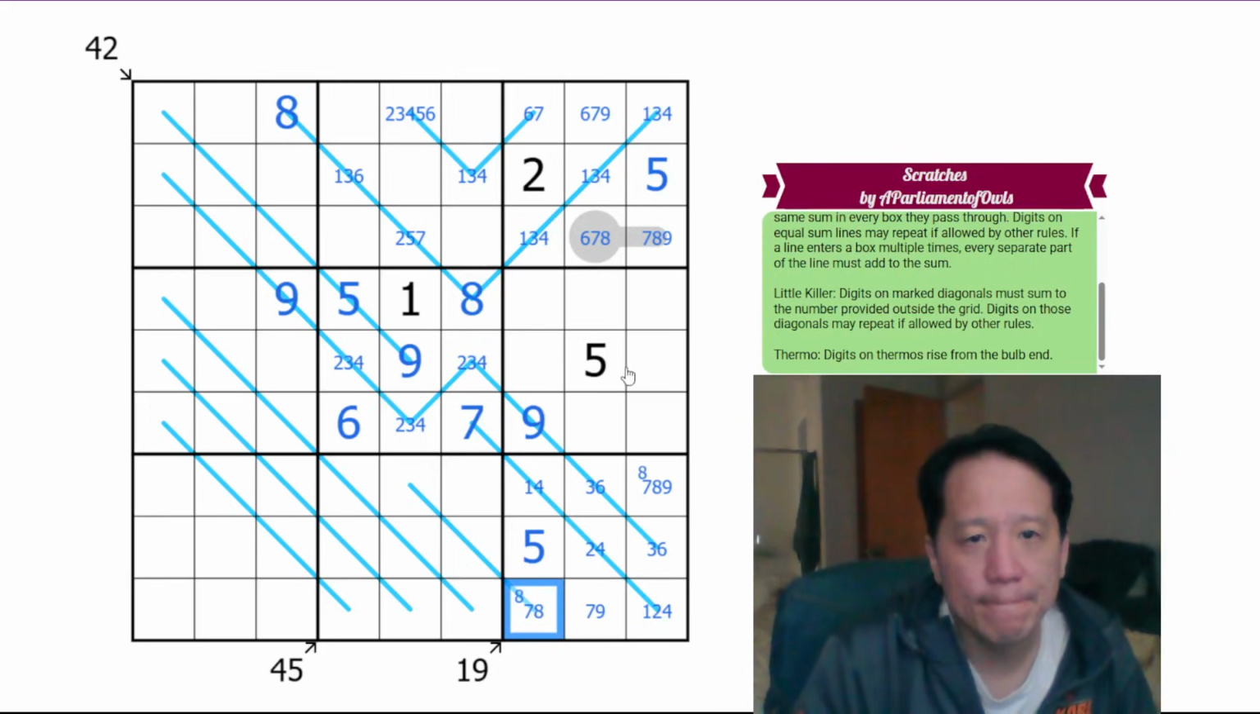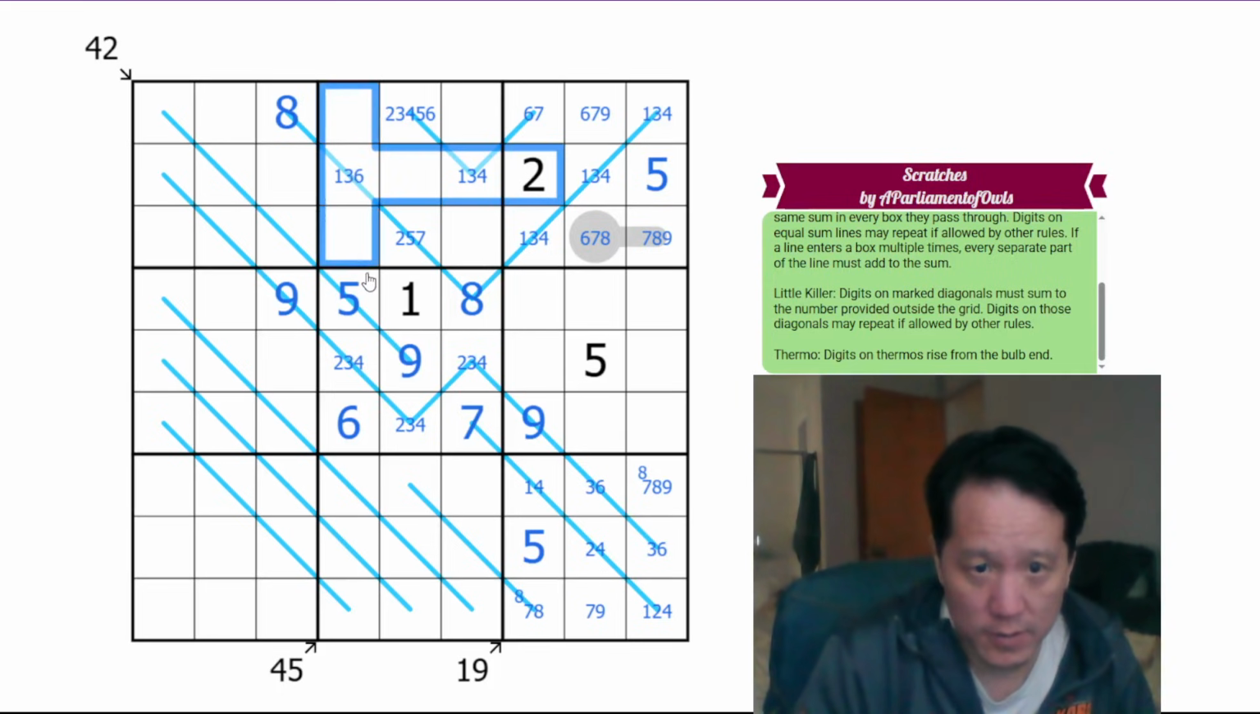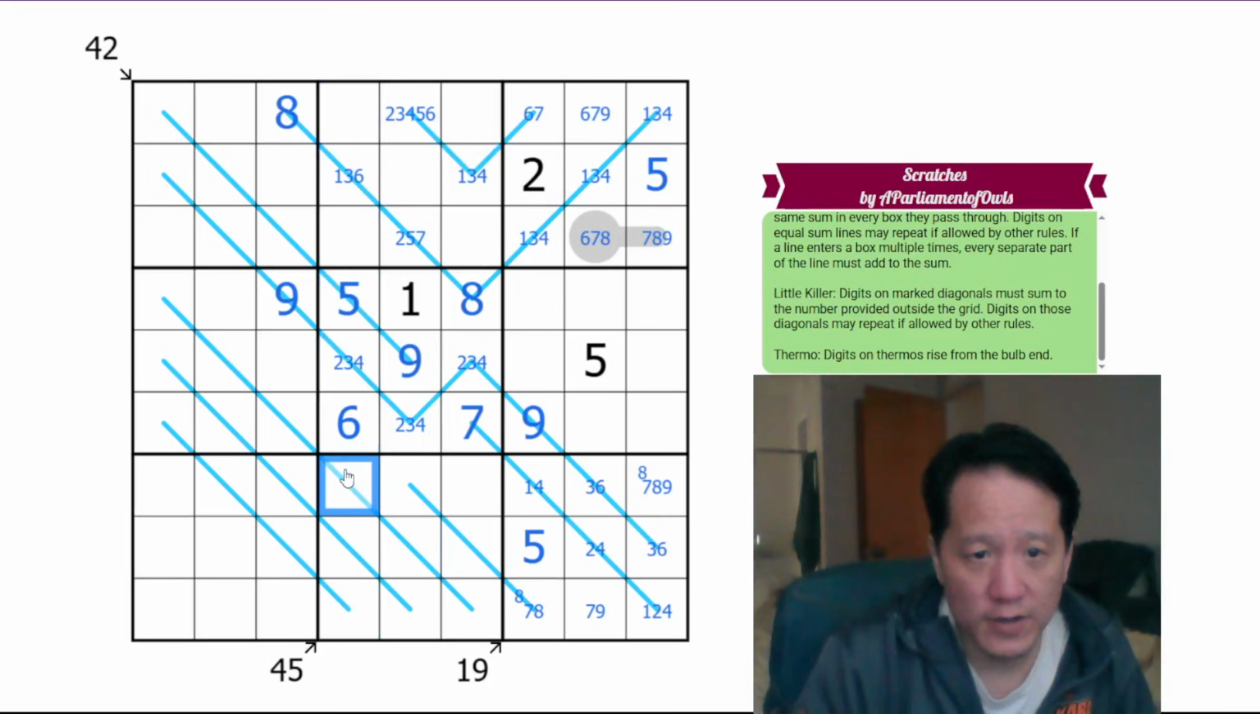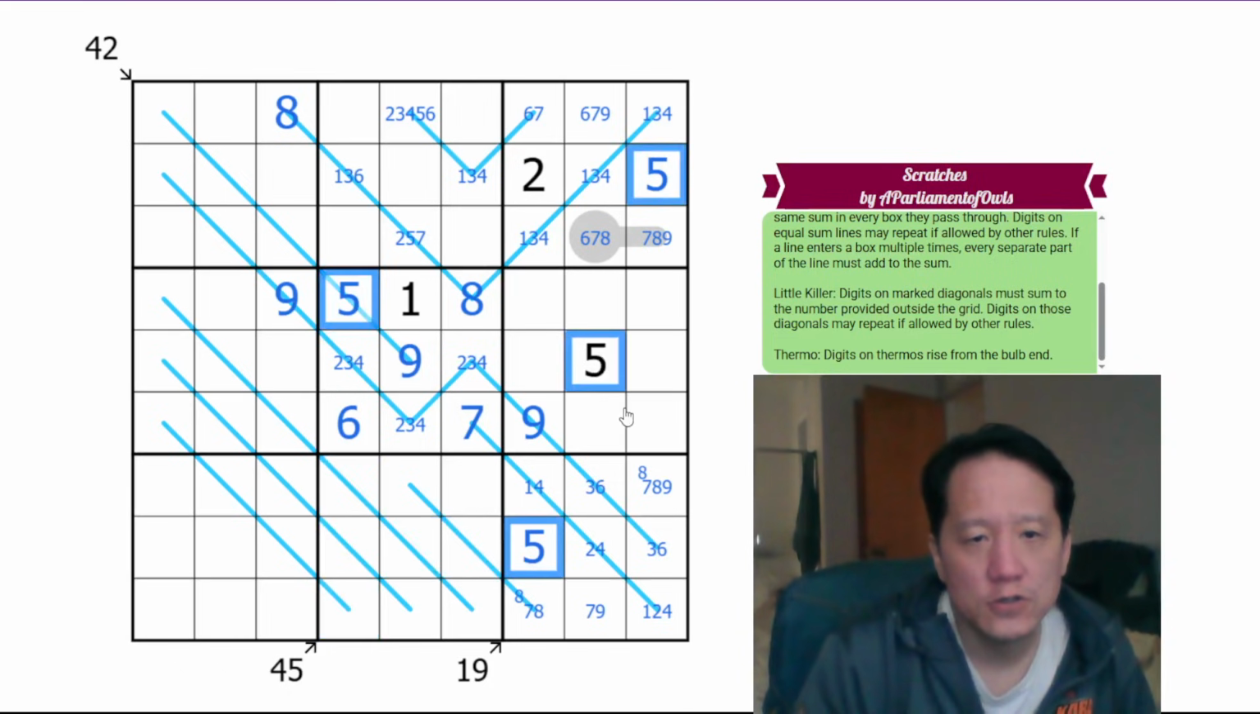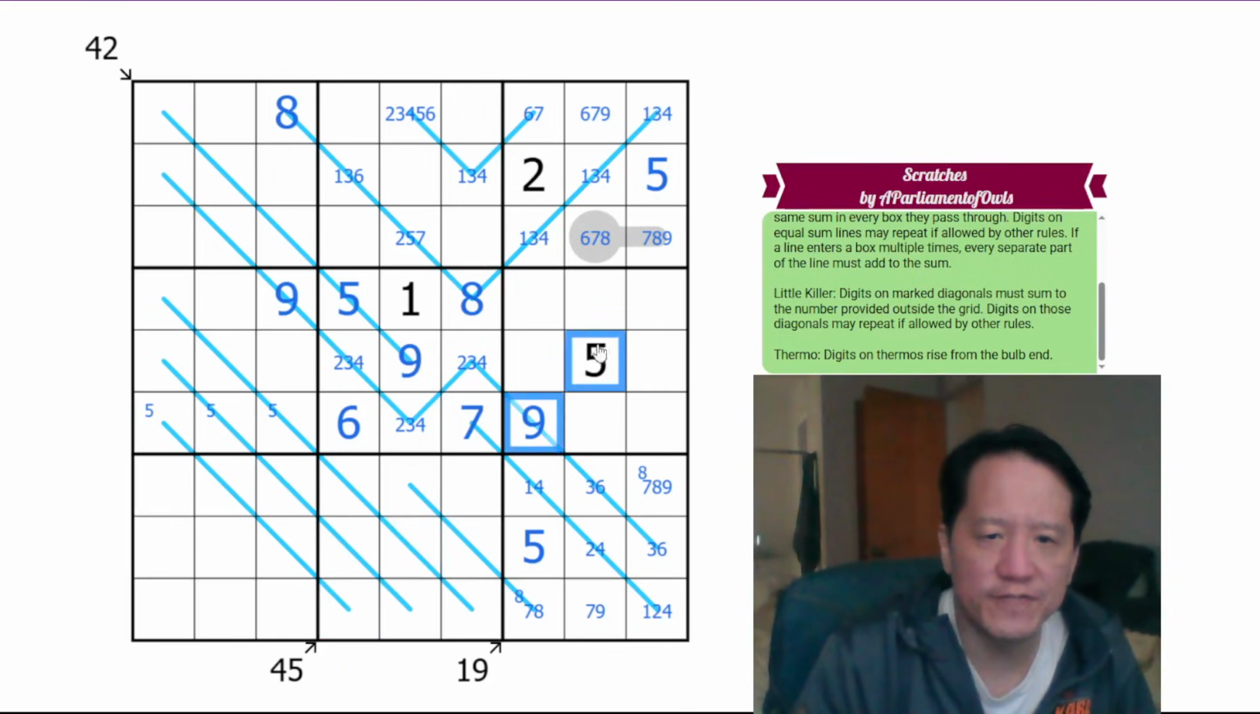Okay. 5 cannot be here or here. 5 cannot be here or here. Five has to be one of these 3. This adds up to 45.